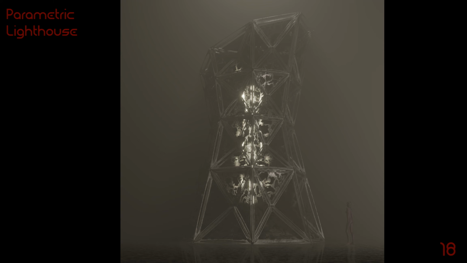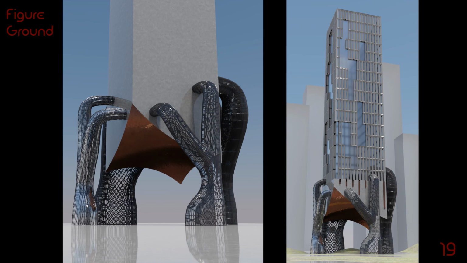Figure Ground seeks an alternative approach for the way tall buildings interact and come in contact with the social plane of the ground by completely opening the base of the structure for a public park and grandstand with organic tendrils forming vertical circulation and structural foundations.